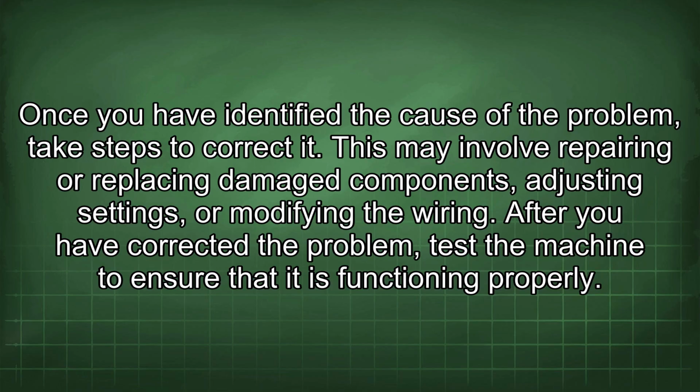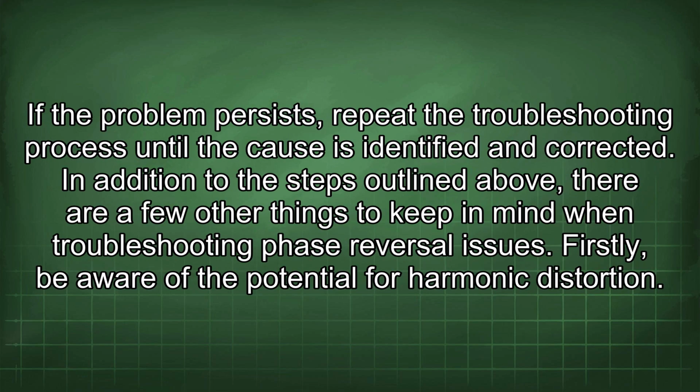Once you have identified the cause of the problem, take steps to correct it. This may involve repairing or replacing damaged components, adjusting settings, or modifying the wiring. After you have corrected the problem, test the machine to ensure that it is functioning properly. If the problem persists, repeat the troubleshooting process until the cause is identified and corrected.